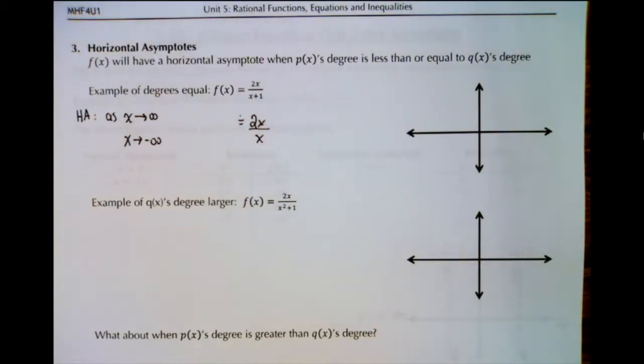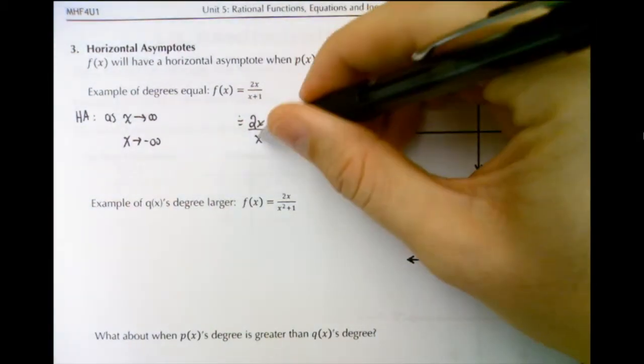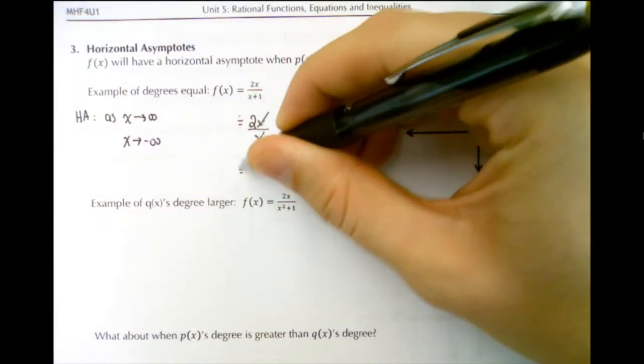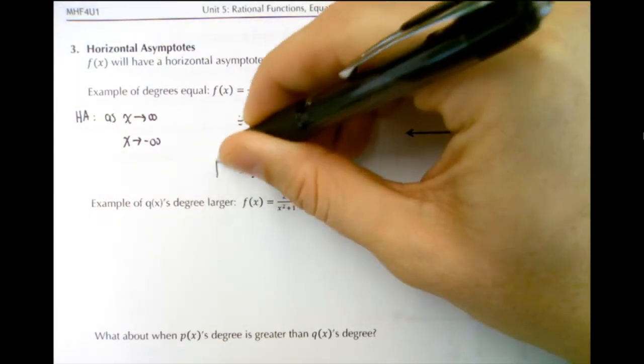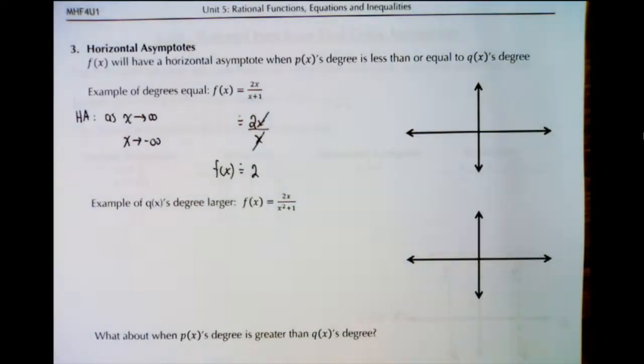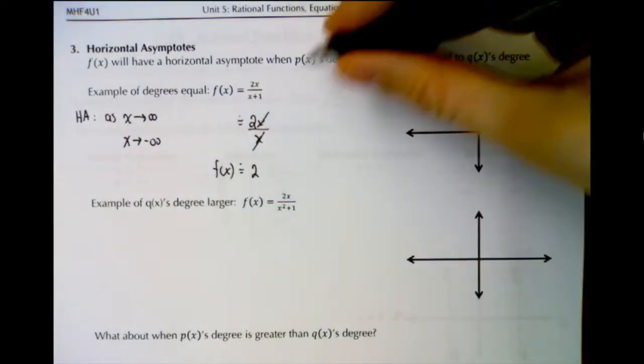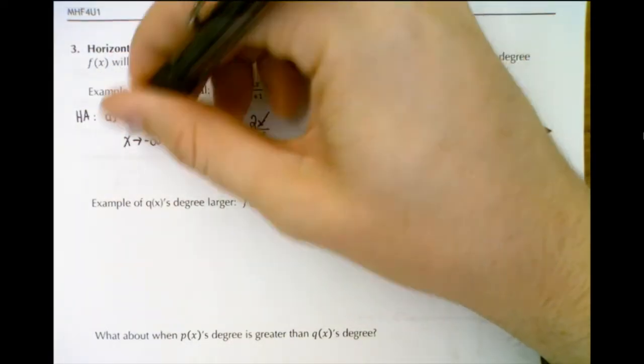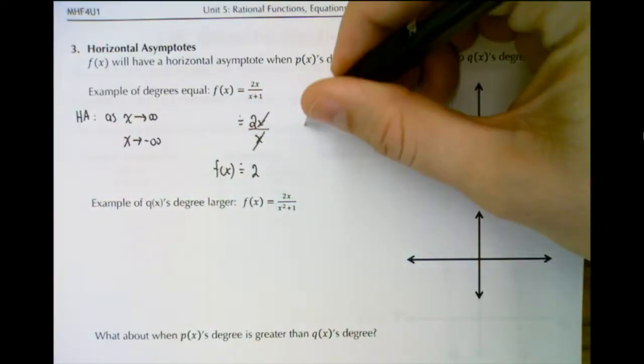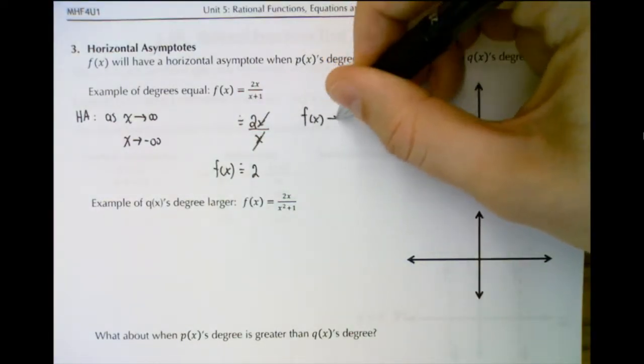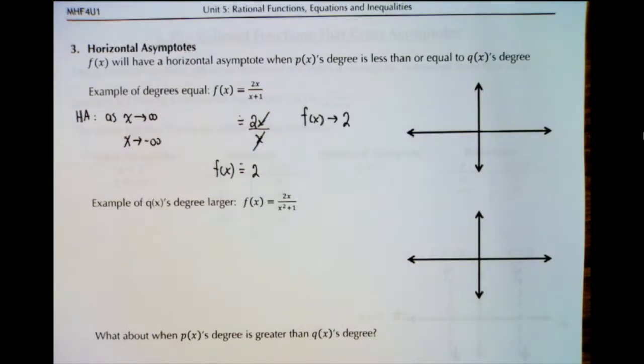like a billion. That plus 1 is going to impact the y value by a very, very small amount. Now we can simplify by dividing our x's, and we end up with approximately equal to 2. And that's actually the equation of the horizontal asymptote. As x approaches infinity, as x approaches negative infinity, f of x approaches 2. That's the equation of the horizontal asymptote.